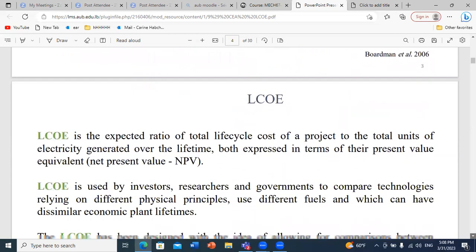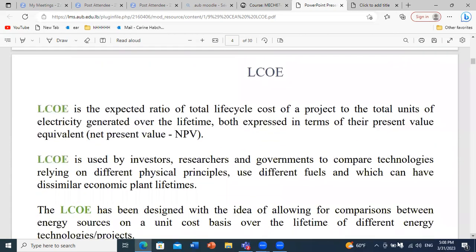Now, what is the LCOE? The LCOE is the levelized cost of electricity, and it is the expected ratio of the total life cycle cost of a project to the total units of electricity generated over the lifetime, both expressed in terms of their present value equivalent. So this is a very important strategy to compare different ways of producing electricity.